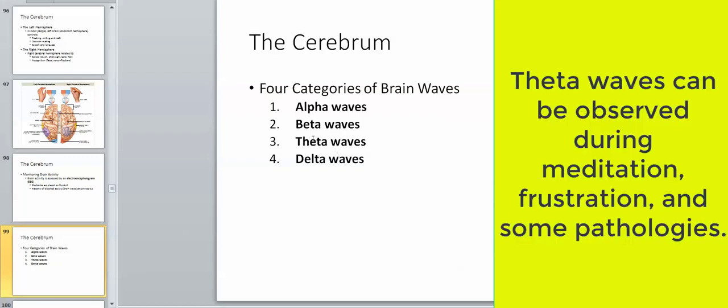We see theta waves. Theta waves are sometimes associated with meditation. They're sometimes associated with frustration. In adults, a lot of times if there's a lot of theta activity, that can be associated with pathology, like maybe tumors. But theta waves are seen in normal adults in certain circumstances.